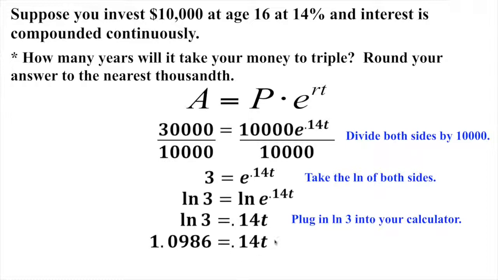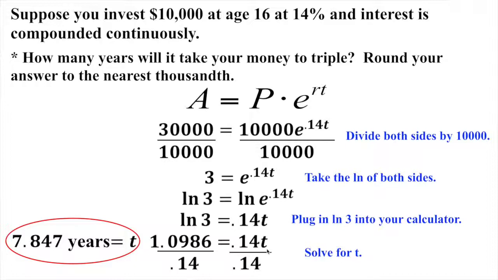All right, well, now that we have this, we're just looking to solve for t. This is 0.14 times t, so I'm going to divide both sides by 0.14. Once I do that, I find out that it's 7.847 years. Okay, so in 7.847 years, my money will triple if I receive a rate of return of 14%.